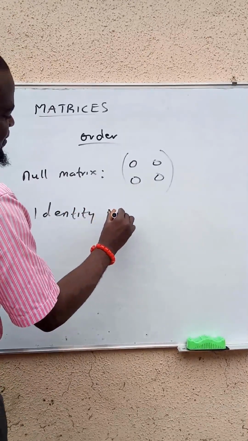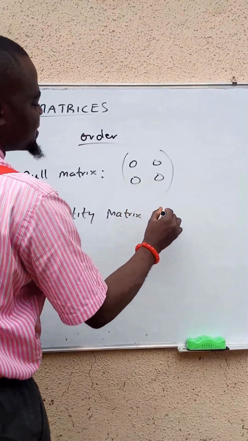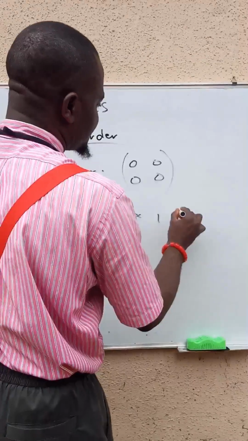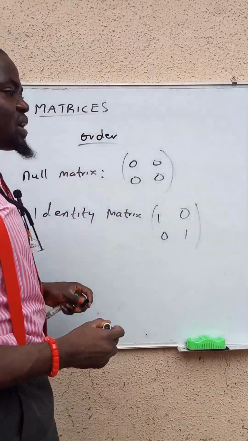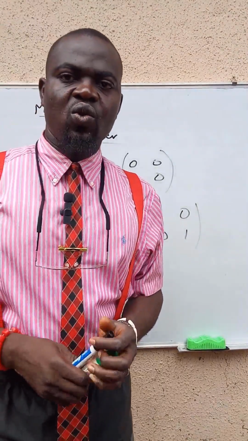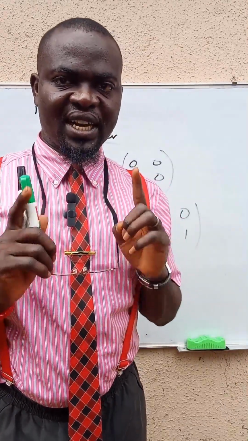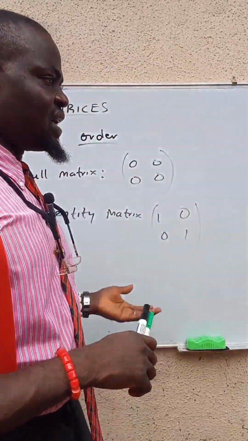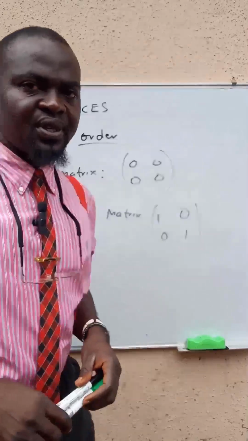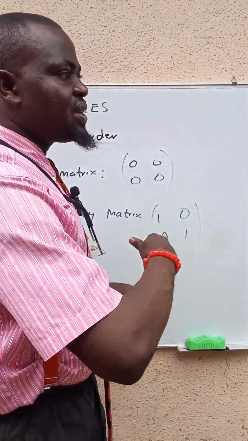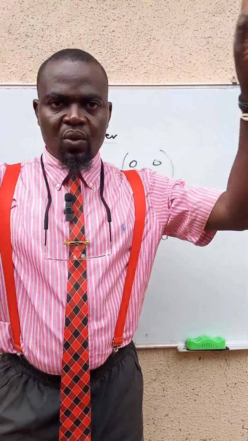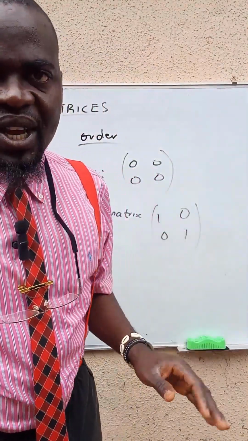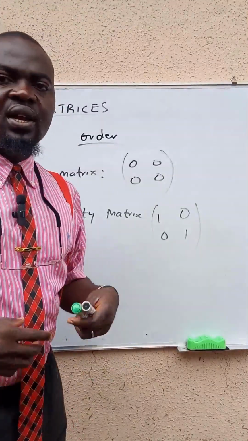Identity matrix. In an identity matrix, what you have, for example, is 1, 0, 0, 1. It simply means the numbers you have on the diagonal will only be 1. Call it identity. Then you have other matrices like the diagonal matrix. It's a matrix where all the leading diagonals are numbers and all other entries are zeros. So we'll call it a diagonal matrix.